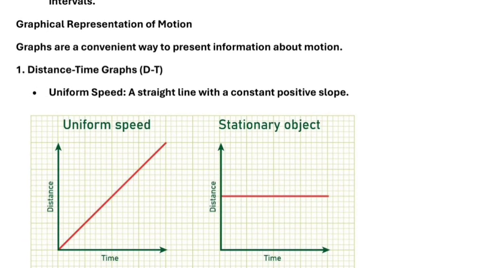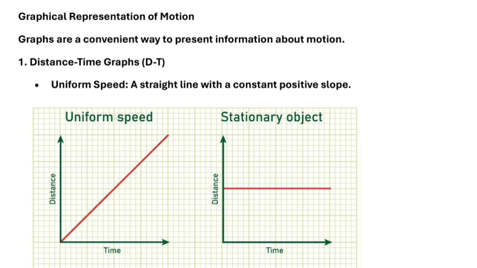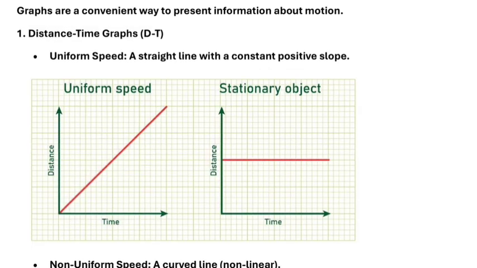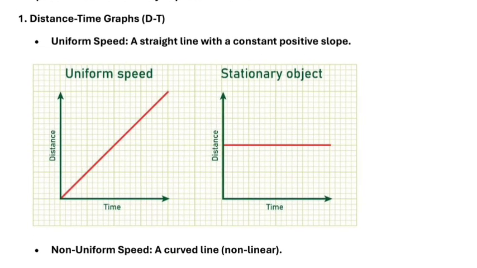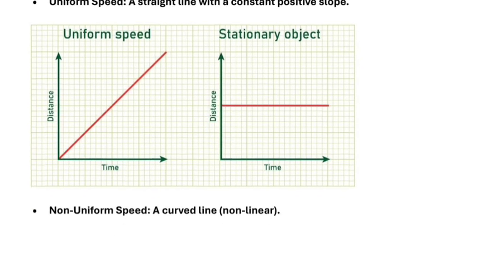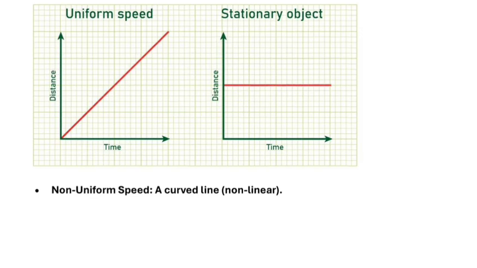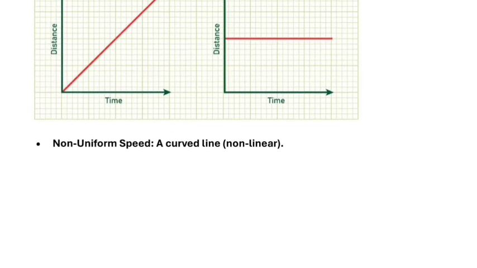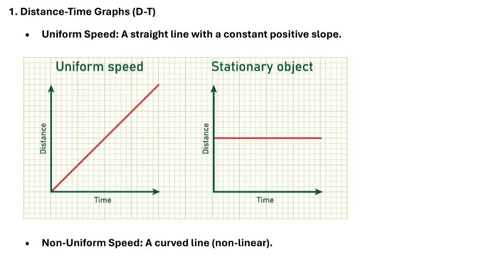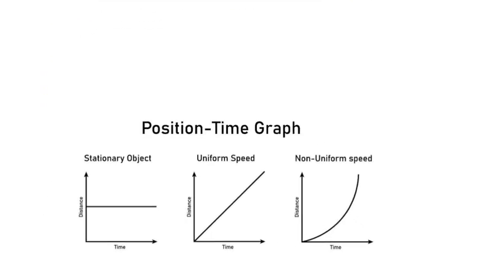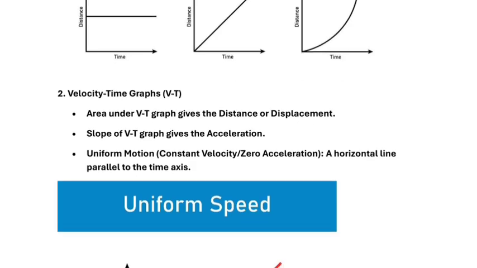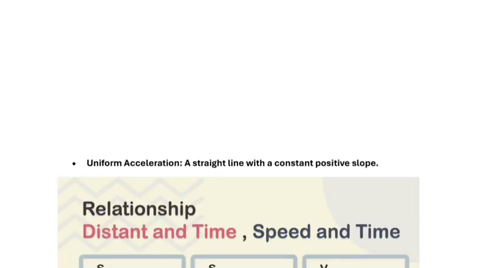Graphical representation of motion. Graphs are a convenient way to present information about motion. 1. Distance-time graphs (d-t): uniform speed, a straight line with a constant positive slope. Non-uniform speed, a curved line, nonlinear. 2. Velocity-time graphs (v-t): area under the v-t graph gives the distance or displacement. Slope of the v-t graph gives the acceleration. Uniform motion, constant velocity and zero acceleration, a horizontal line parallel to the time axis. Uniform acceleration, a straight line with a constant positive slope.